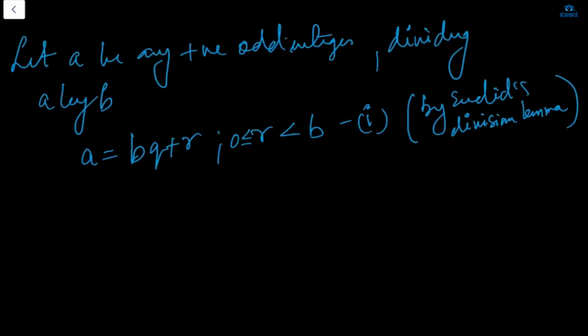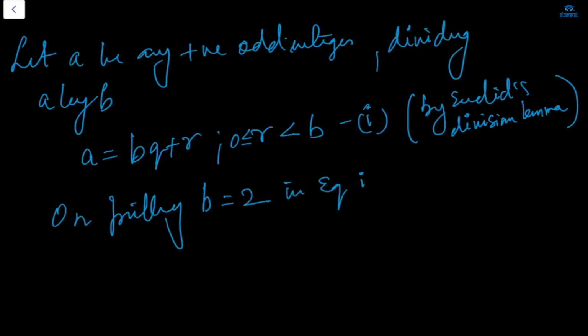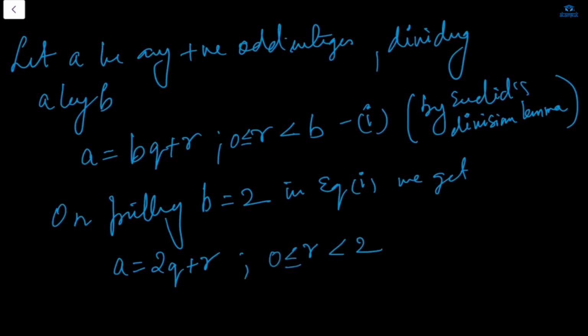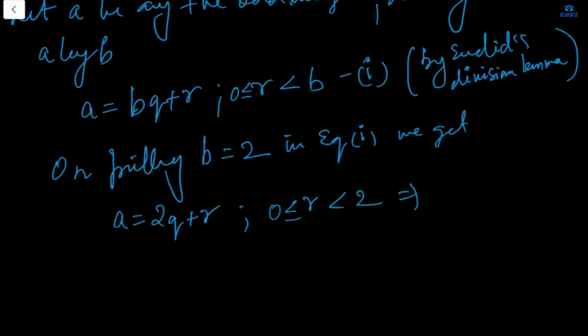Now, we have got this. Now, on putting B is equal to 2 in the equation, what will you get? A is equal to 2q plus R. Now, R value will be less than 2. Now, this will imply what? That R value will be equal to 0 and 1. Now, one by one we will put.